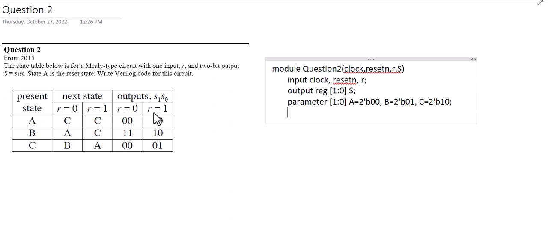Okay, and then also we have our current state and next state, and those are reg as well because we are also changing those in the always block.